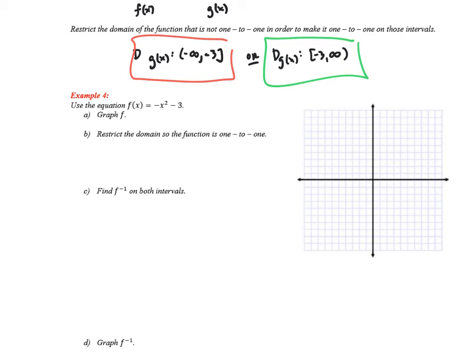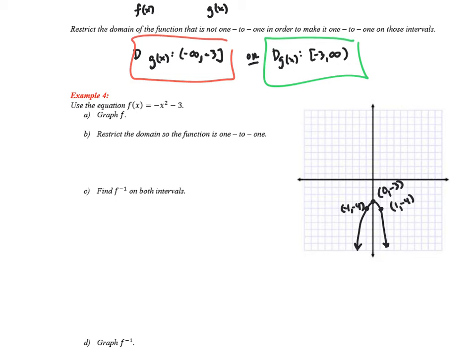Okay, so it says to graph f, which is negative x cubed minus 3. So here's a graph of negative x cubed minus 3. This is the point (0, -3). This would be the point (1, -4). This would be the point (-1, -4). Clearly this does not pass the horizontal line test, so the function is not one-to-one.